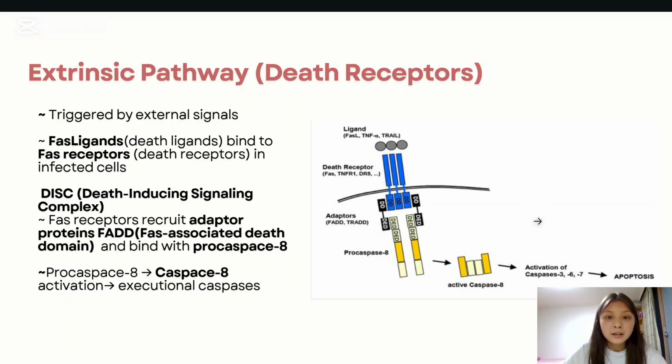Once the ligand binds, it triggers the formation of the death-inducing signaling complex. Shortly, it's called DISC. This complex includes adapter proteins like FADD and also procaspase 8. In the DISC, procaspase 8 is activated to caspase 8, and then it activates other executioner caspases, which leads the cell to die. From the picture here, you can observe this process as well.